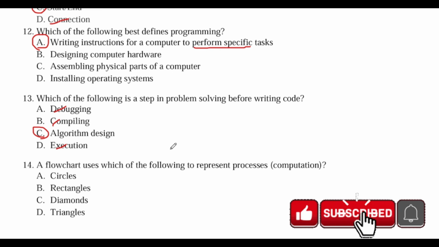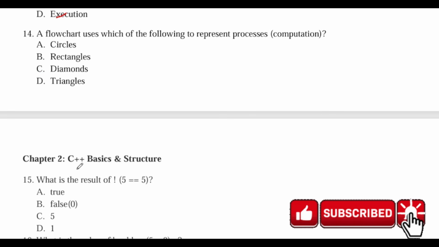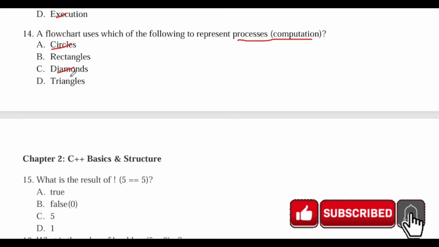Question number 40. A flowchart uses which of the following to represent process or computation or calculation? Circle is used for start and end. Diamond is used for decision. This triangle is useless. So rectangle is used for computation or calculation, you can see.